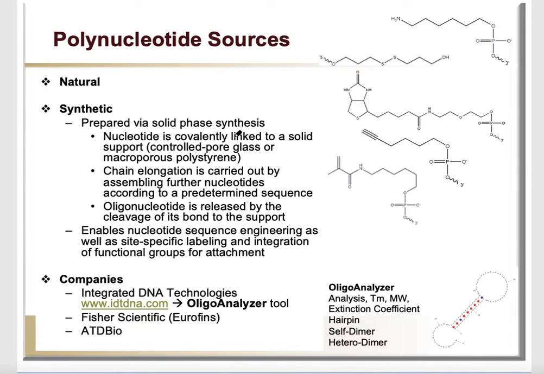In that solid phase synthesis, you begin with a solid support, which is typically a controlled pore glass or a macroporous polystyrene. We can think about it like this: I'm going to have a polystyrene bead, and on that polystyrene bead, I'm going to covalently attach my first nucleotide. Let's say that I'm going to attach my A. The chemistry here has to be special for me to be able to cleave it at the end.